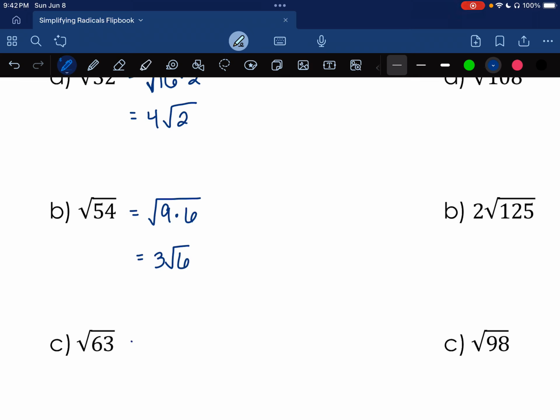Next is 63, which is 9 times 7. So 7, of course, is prime, so it doesn't have any perfect square factors. So it stays under the radical. I'll have 3 radical 7.